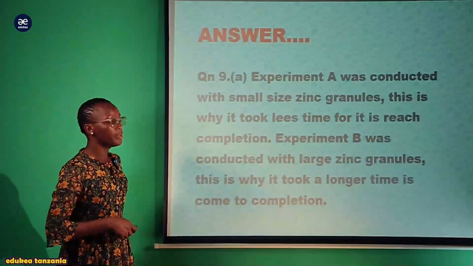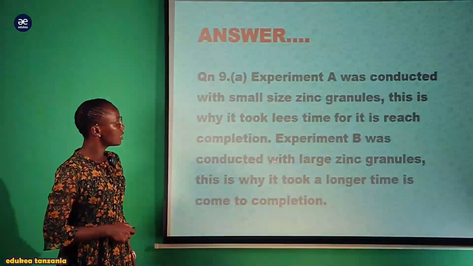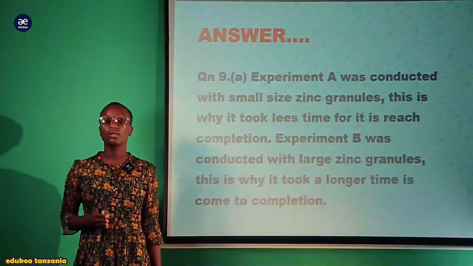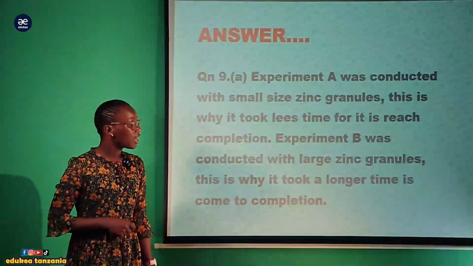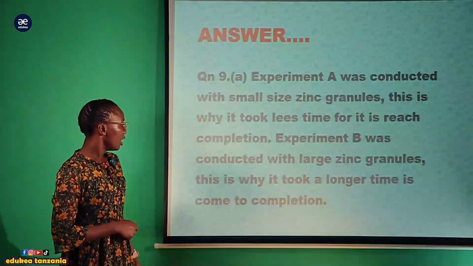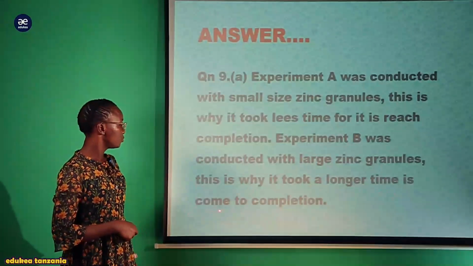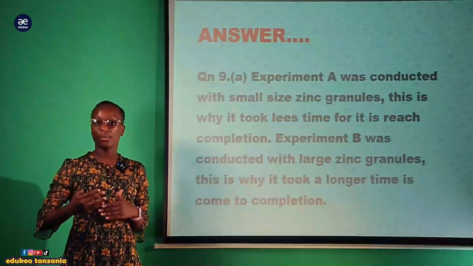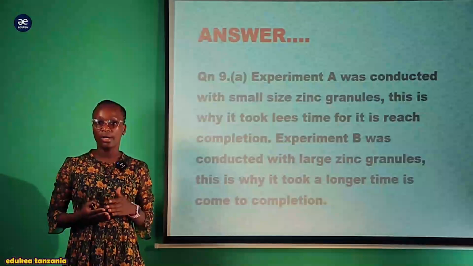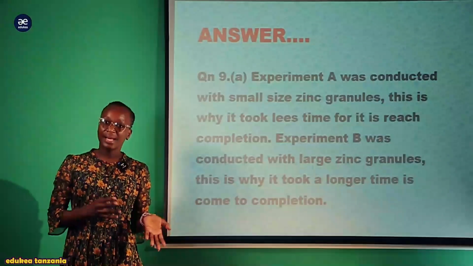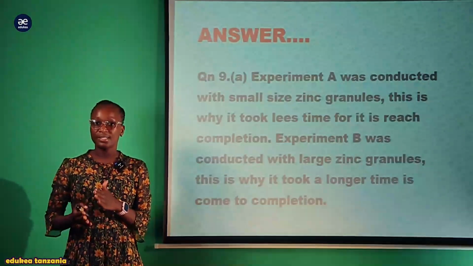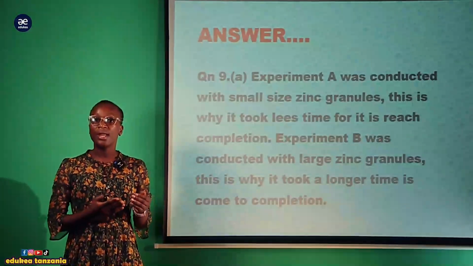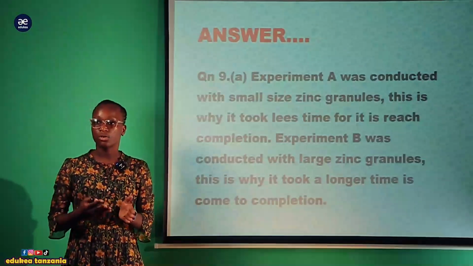Now let us come to experiment B. Experiment B was conducted with the large zinc granule, meaning the zinc granule and dilute sulfuric acid were in large amount. Therefore, since it was in large amount, it took a longer time to come to completion, meaning the reaction takes a long time until it reaches completion. So you will see that there was a lack of catalyst, a lack of the different factors, and the other factors were kept constant. That is why the reaction had different results.